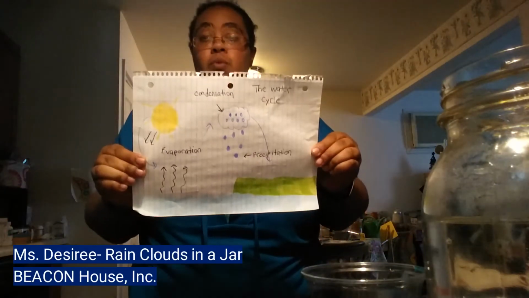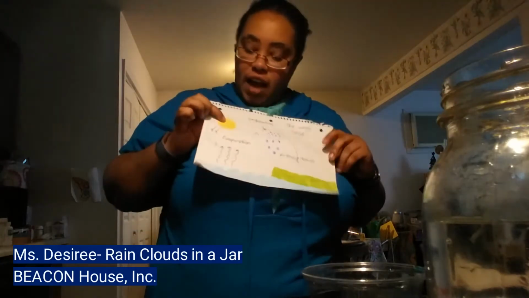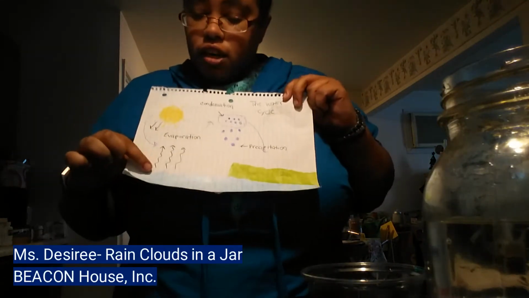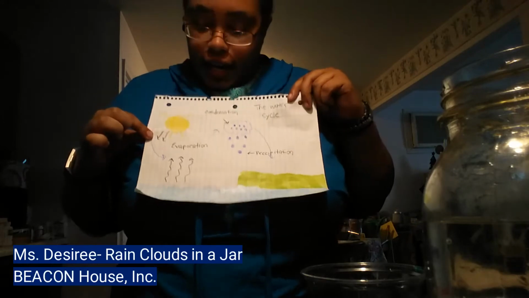Today we will be learning about the water cycle. Have you ever wondered what makes rain? Let's explore and find out. So we have our sun and it beats down on the earth. This causes water to rise up in the air and make a gas.